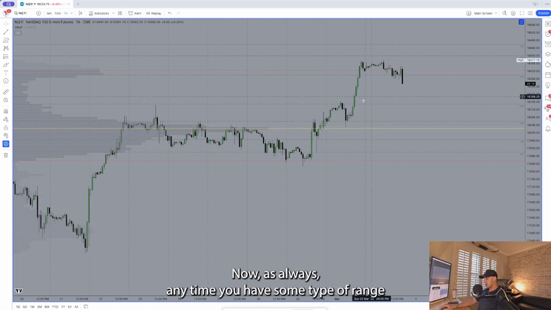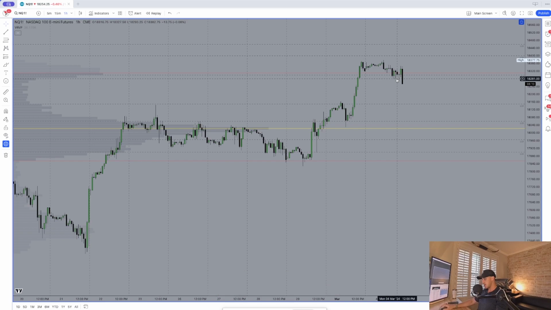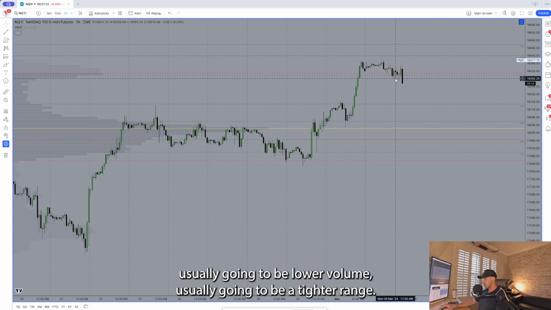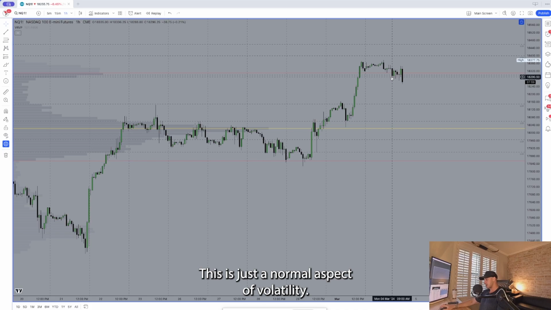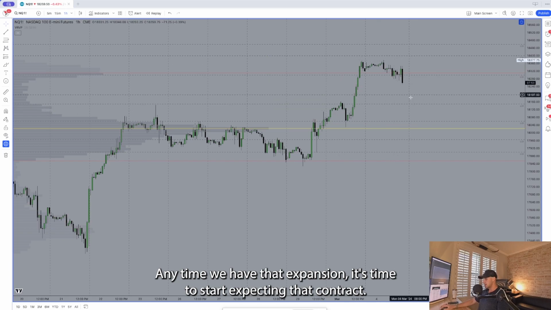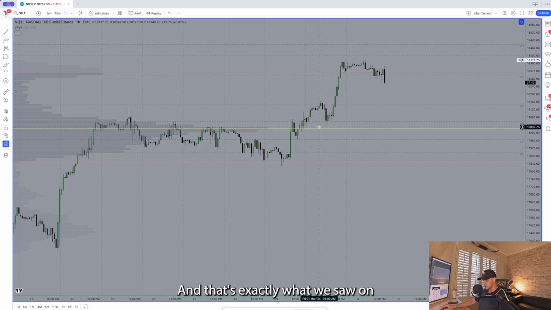Now, as always, anytime you have some type of range expansion move, some type of trend day, some type of breakout play in the index, you want to come into that next session expecting a slower session, usually going to be lower volume, usually going to be a tighter range. This is just a normal aspect of volatility. Volatility contracts and expands. Anytime we have that expansion, it's time to start expecting that contraction. And that's exactly what we saw in NQ today.